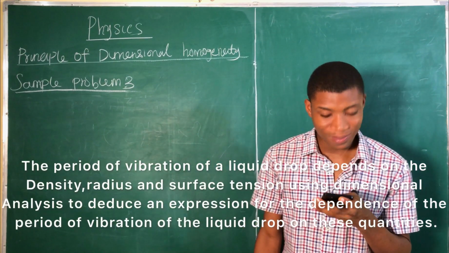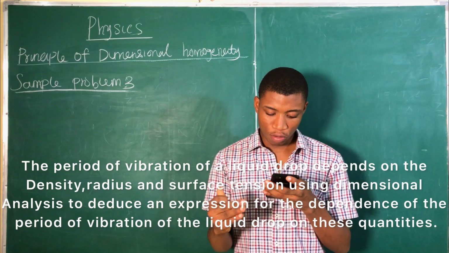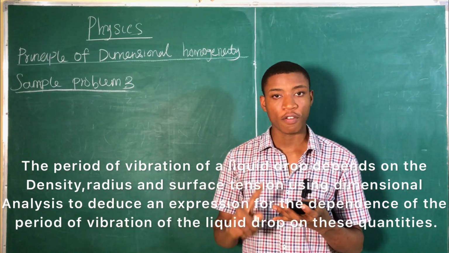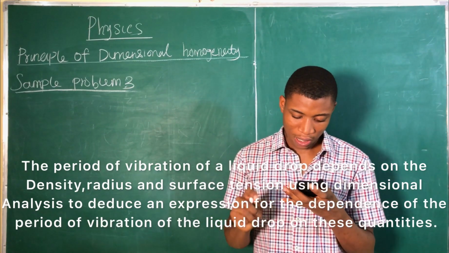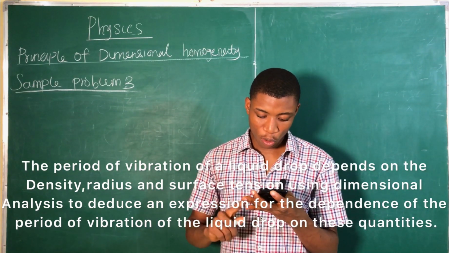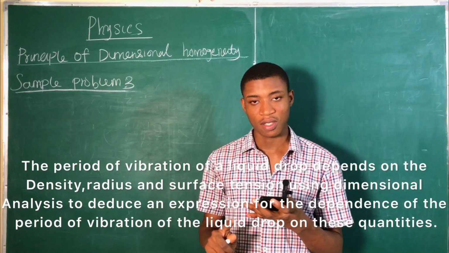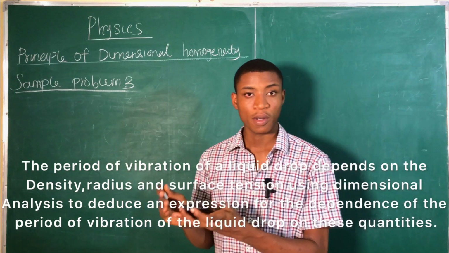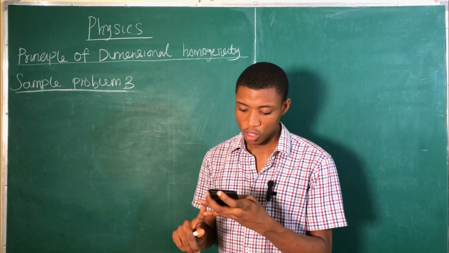The period of vibration T of a liquid drop depends on the density, the radius, and the surface tension of the liquid. Using dimensional analysis, deduce an expression for the dependence of the period of vibration of the liquid drop on these quantities. So we should deduce a relationship for the period of vibration using all those quantities, which are the density, the radius, and the surface tension.